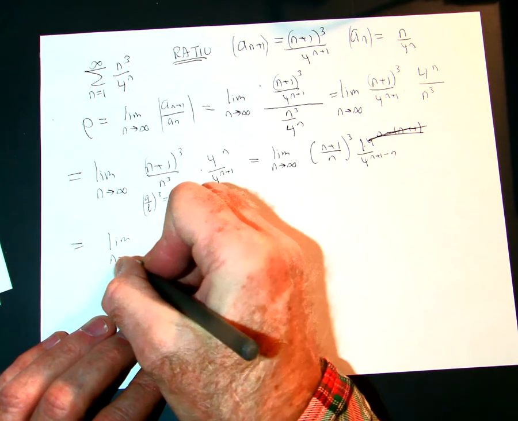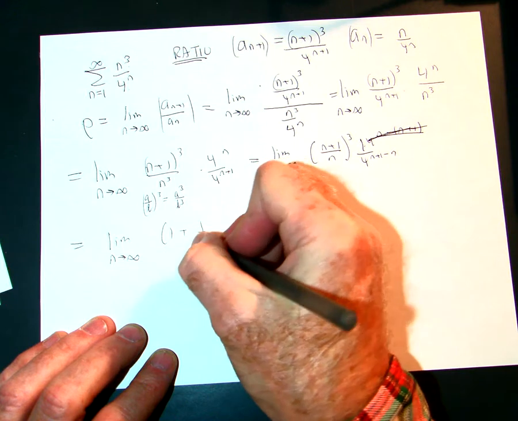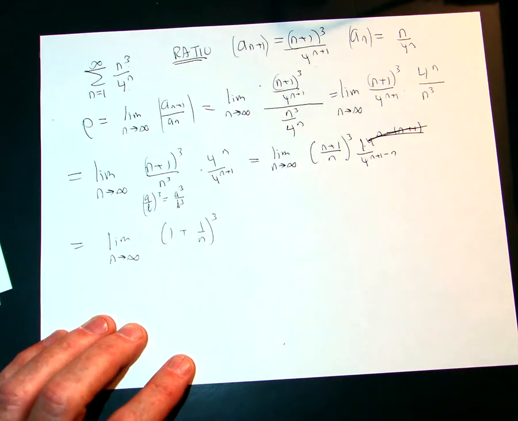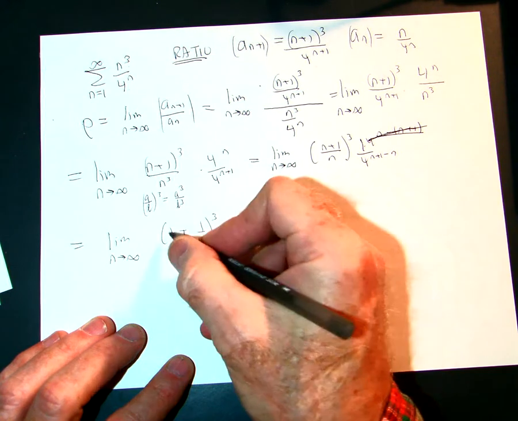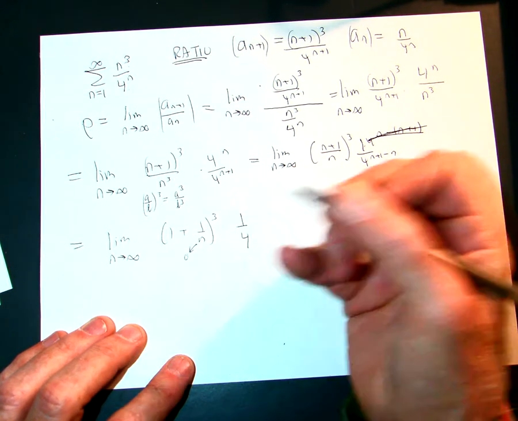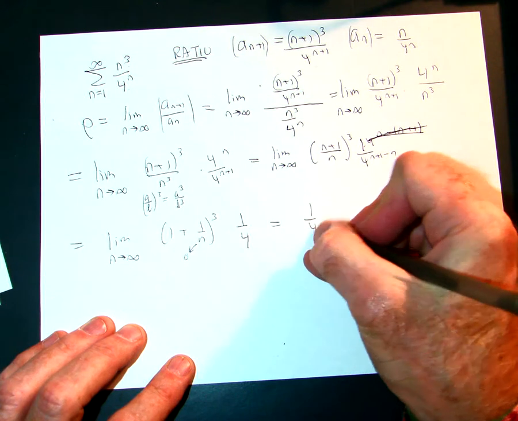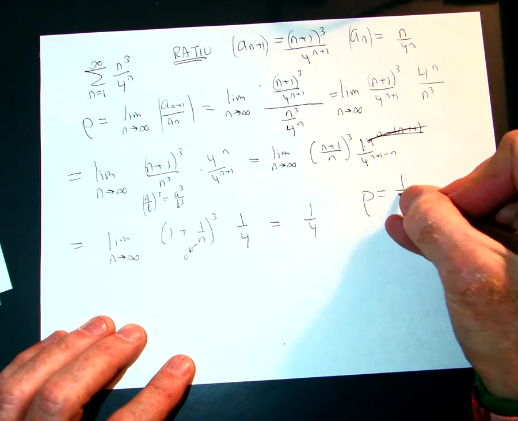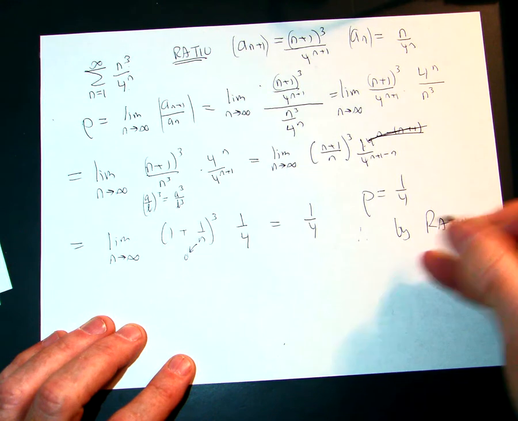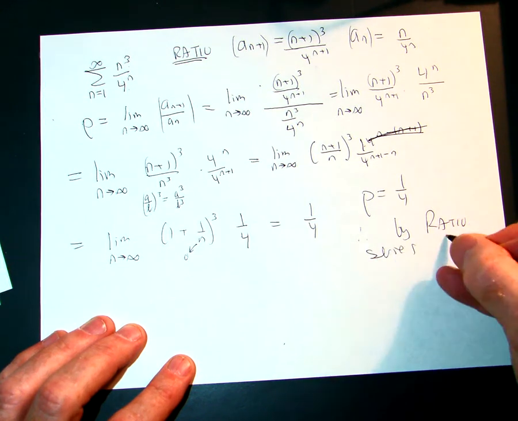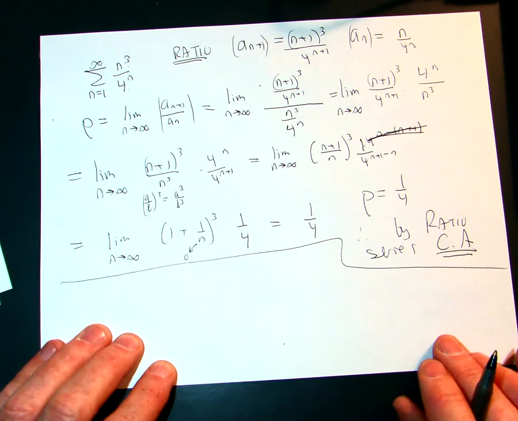Limit as n goes to infinity of (1 plus 1 over n) cubed times 1 over 4. Well, this goes to 0, and this is just 1/4, so I get 1/4. Rho is equal to 1/4. Therefore, by the ratio test, the series converges absolutely. Okay, a lot of work.